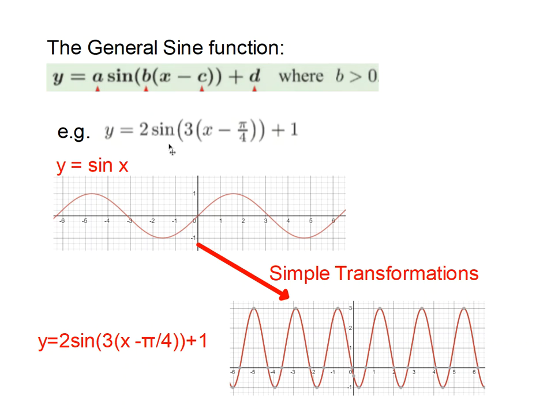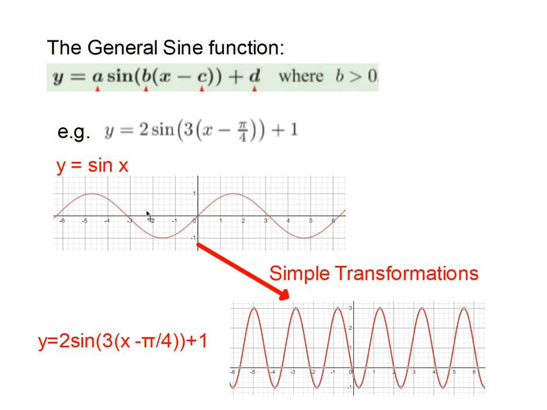Okay, in this lesson we look at the general sine function of the form y equals a sine of b brackets x take c plus d, where always we take b being a positive number, and a, b, c and d are parameters. An example of this would be this one here, where clearly a is 2, b is 3, c is pi over 4, and d equals 1.